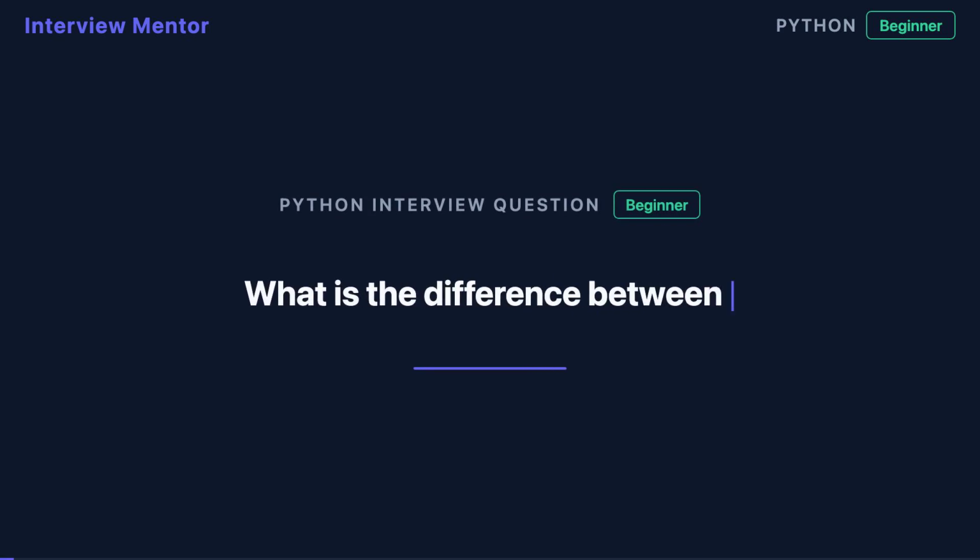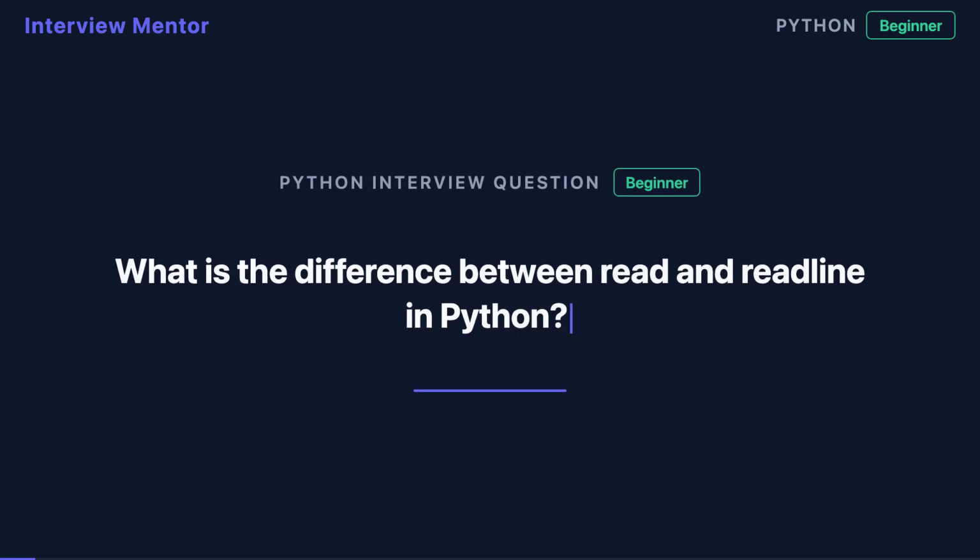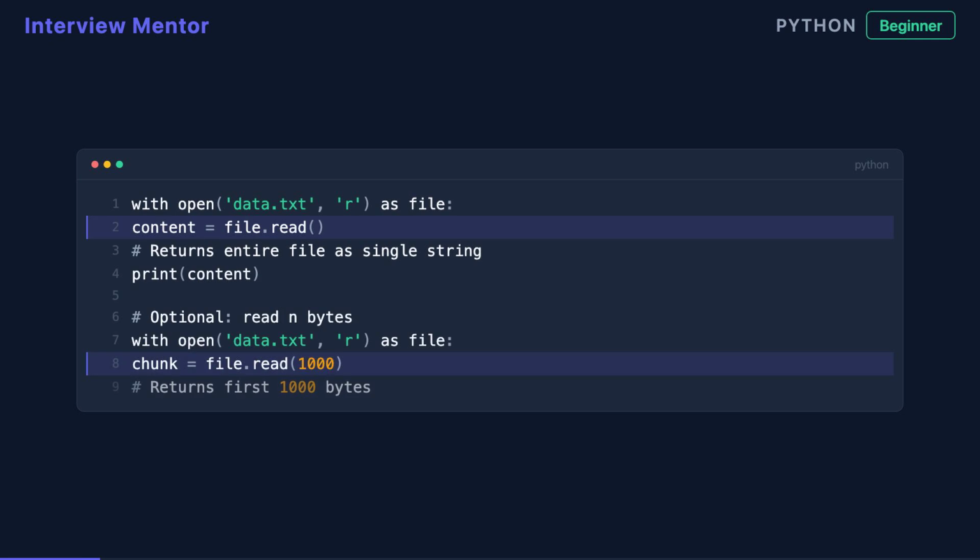Reading files the wrong way can crash your production server. Let's look at the difference between read and readline in Python so you never make that mistake. The read method returns the entire file content as a single string. When you call file.read, Python loads everything from start to finish into memory at once.